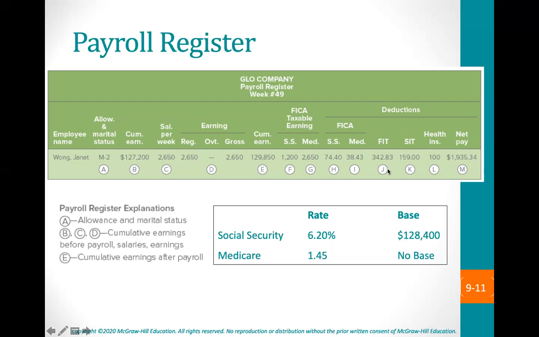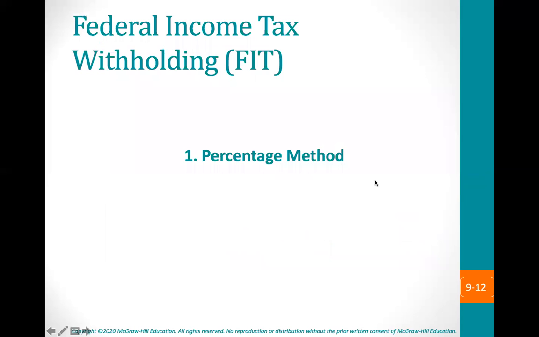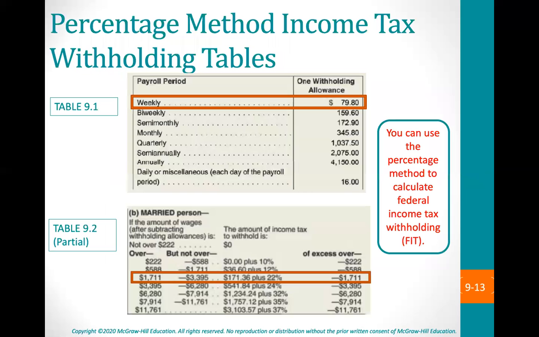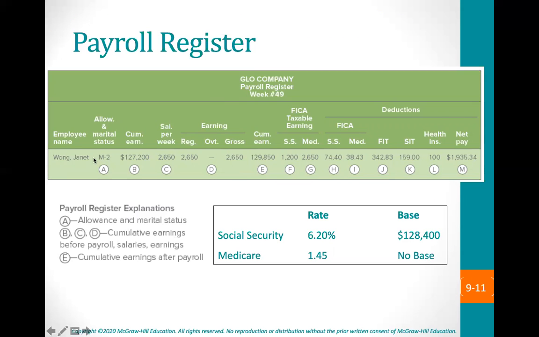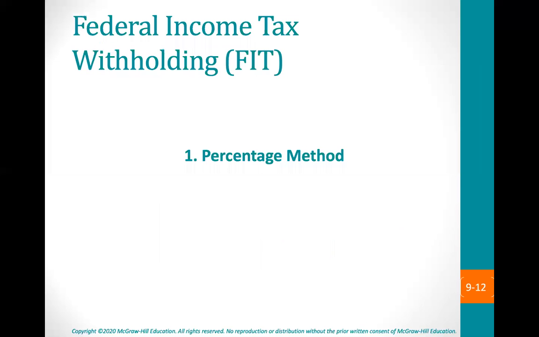We're going to move on now to column J, federal income tax withheld. Federal income tax withheld is calculated using the percentage method. So these are some charts straight out of your book, table 9.1 and then a partial of 9.2. We want to look back at this payroll register. Janet Wong is paid weekly and she is married with 2 exemptions. Those are important for calculating her federal income tax using the percentage method.